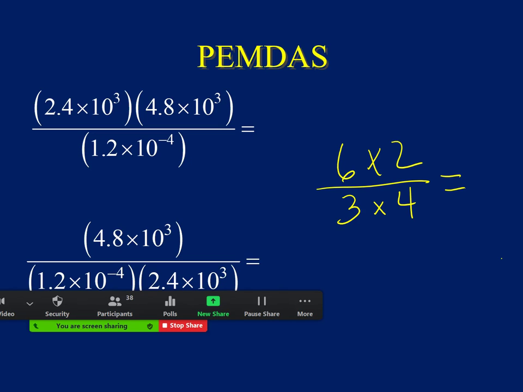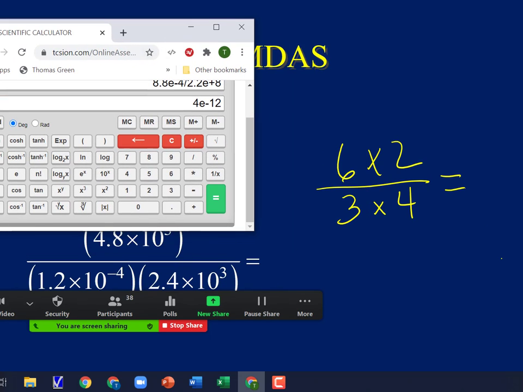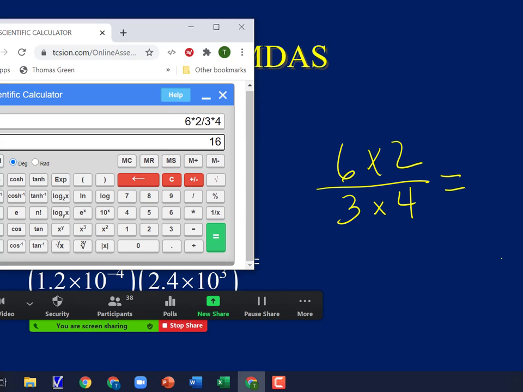Hey, we push buttons on our calculator. Six times 2 divided by 3 times 4 equals. And my calculator gives me the answer 16. But that's the wrong answer. It's got to be wrong. It absolutely positively has to be wrong.